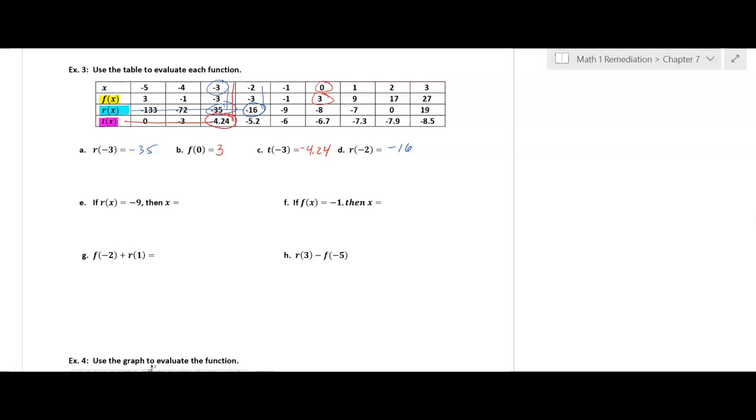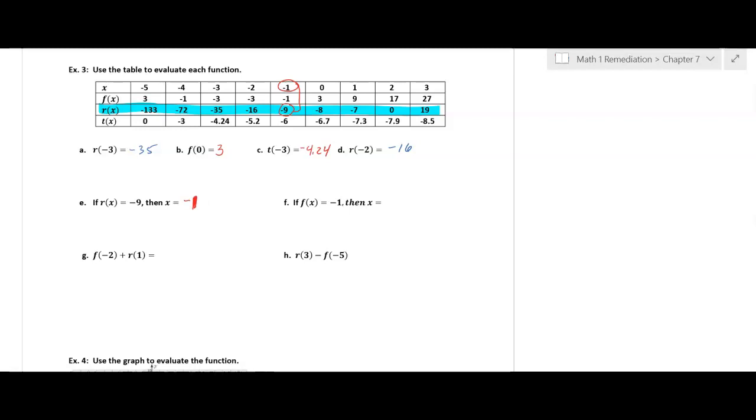Okay? Now, taking it a step further, here they're telling me my output, r of x, is negative 9. So what input value has an output value of negative 9 for function r? So I'm going to go to function r, and I'm going to look for an output value of negative 9, which is right here. And then right away, if I look up, what input gave me that output? That means x is negative 1.